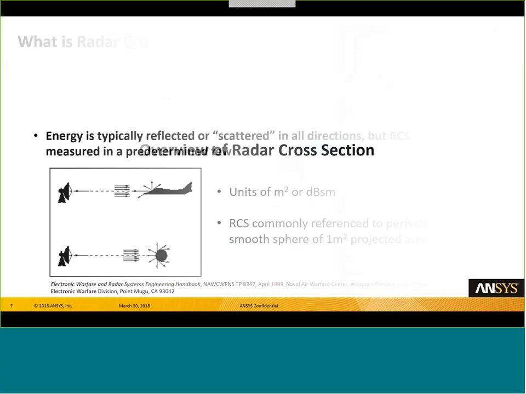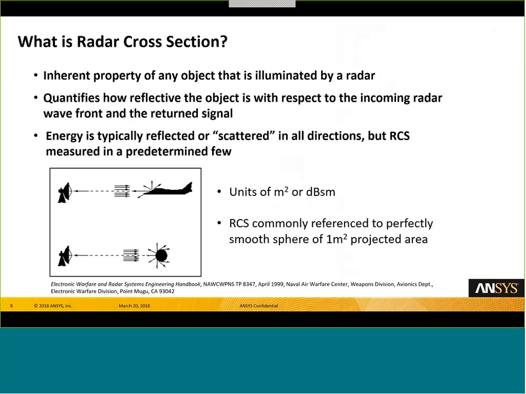A quick overview of radar cross-section. Radar cross-section can be thought of as an inherent property of any target that's illuminated by a radar. It's a quantitative way to define how reflective an object is with respect to that incoming radar wavefront and return signal. Energy is typically reflected or scattered in all directions, but RCS is measured in just a predetermined few.